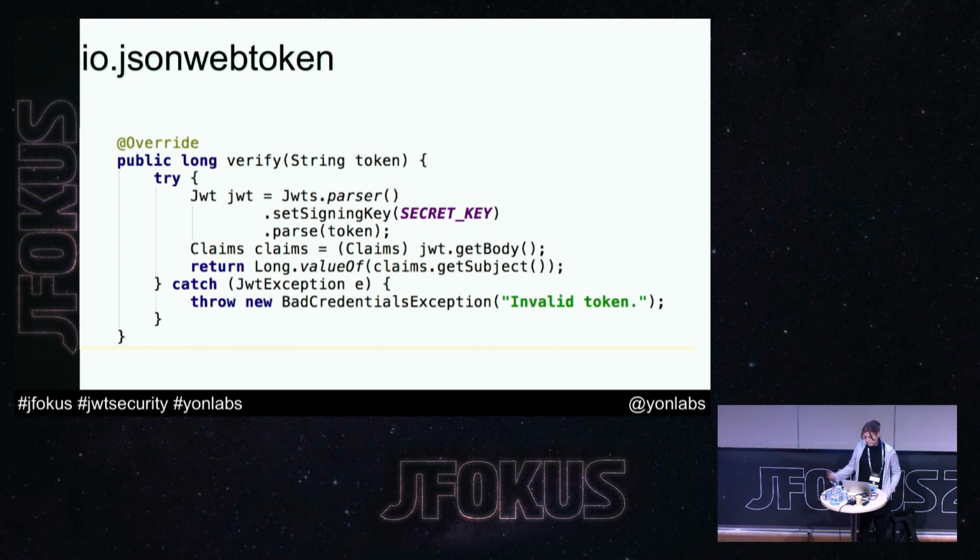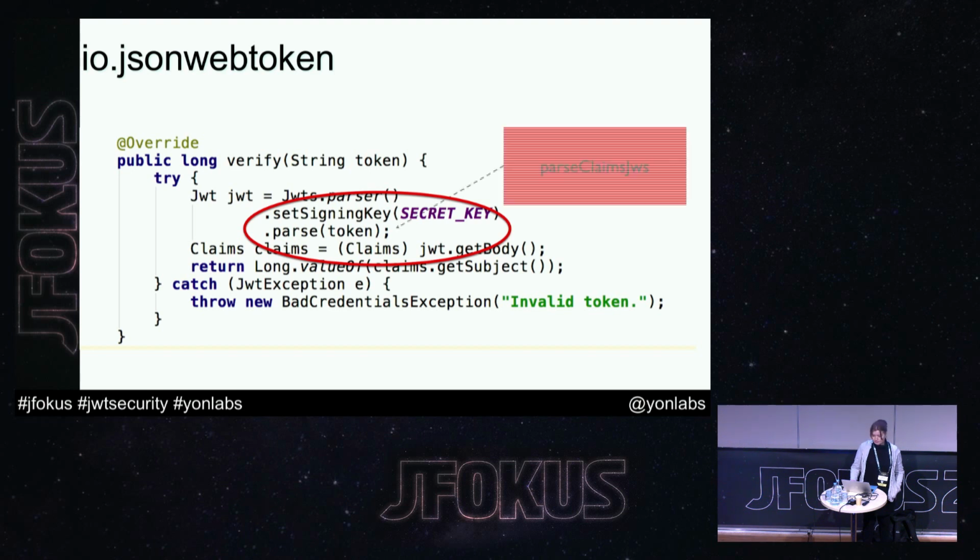We are setting the signing key as the secret key. We are doing parsing. Then we are getting claims and the subject from claims. So it looks perfectly fine. However, the problem is here because we've used the parse method, which does not verify the existence of a signature. If we used parse claims JWS, that would verify that there is no signature and raise an exception. So this is a very subtle error, right?